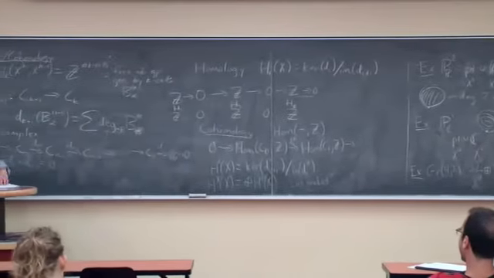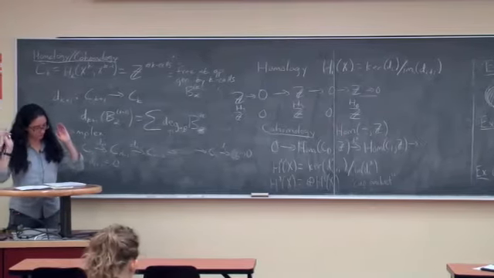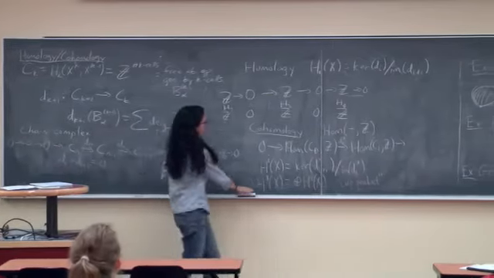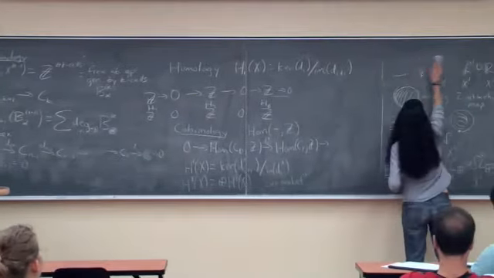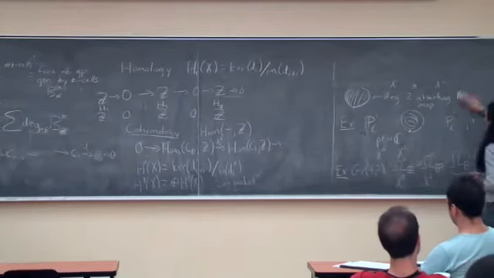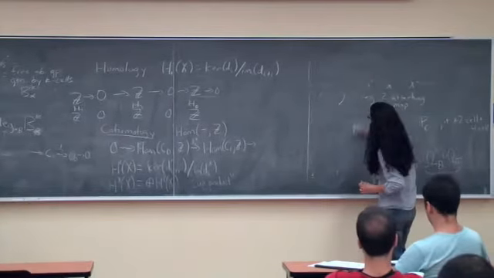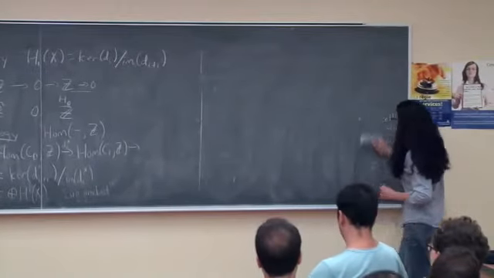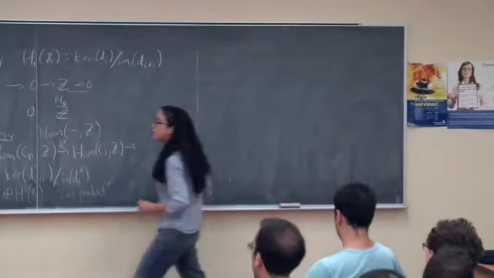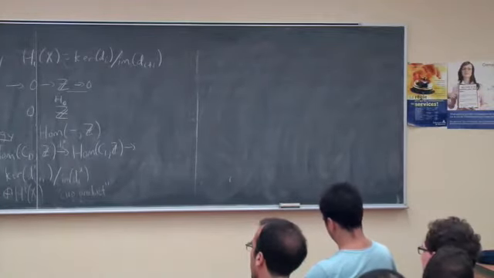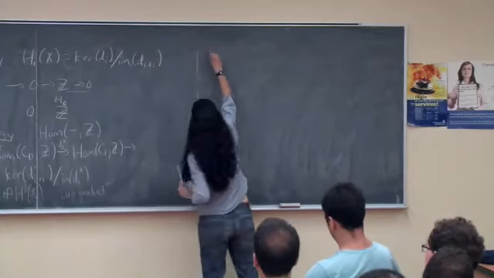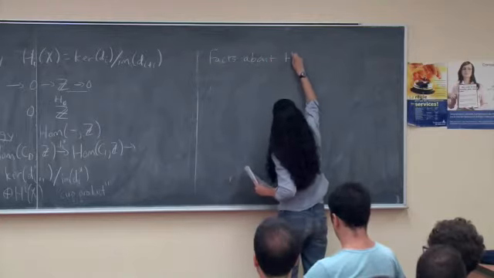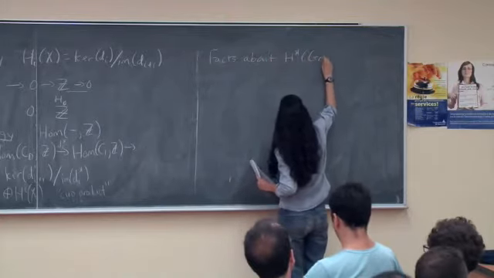So now I'm going to skip everything else and go to properties of this cohomology ring for the Grassmannian. You're just going to have to believe me what these properties are. Okay, so here's the basic fact we're going to need about the cohomology ring of the Grassmannian.